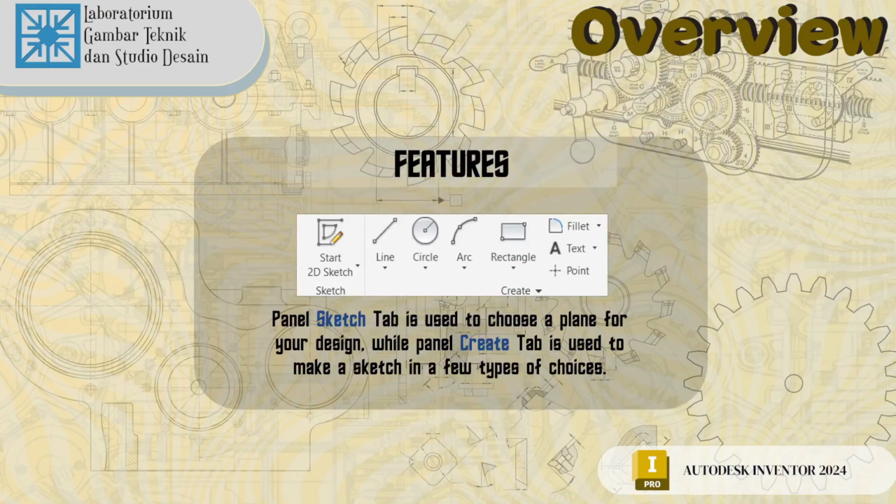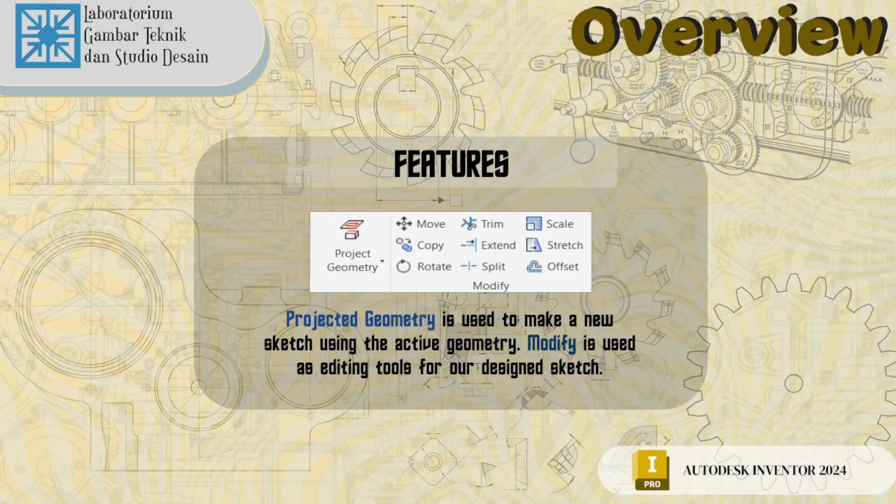Now, Panel Sketch tab is used to choose a plane for your design, while Panel Create tab is used to make a sketch in a few types of choice. Okay, next, Projected Geometry is used to make a new sketch using the active geometry. Modify is used as editing tools for our design sketch.